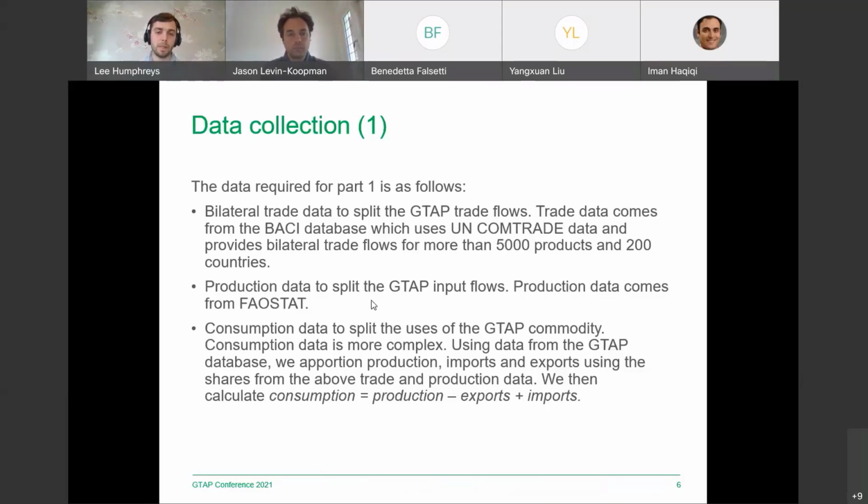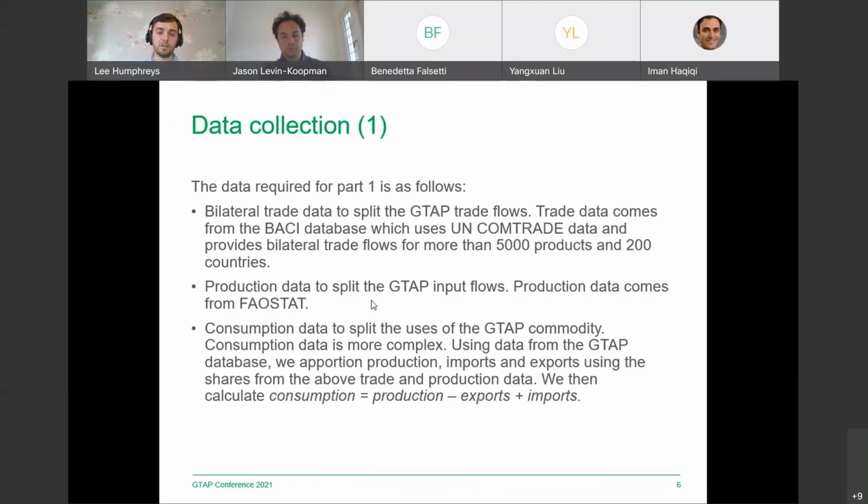In terms of how we split the GTAP input flows, we use production data, and this comes from FAOSTAT as we're looking at agricultural products. This is making a fairly large assumption: that in the way we split input flows, each dollar worth of the output of the new commodities uses the same inputs. So with the beef and lamb example, we're assuming that a dollar worth of lamb uses the same inputs as a dollar worth of beef.